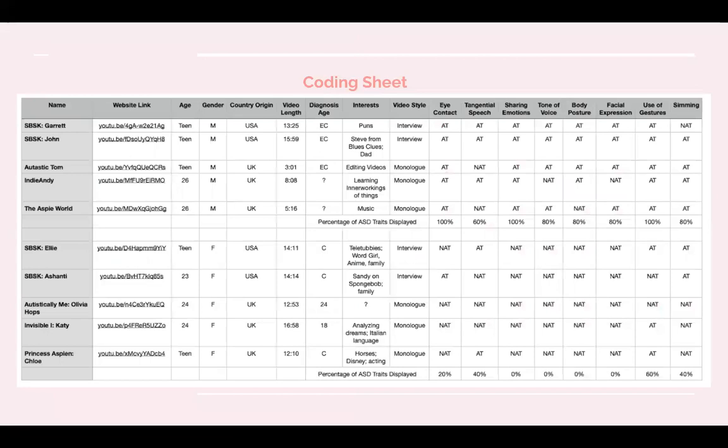Now, using the coding category, those who displayed ASD traits were coded as AT, while those who did not display ASD traits were coded as NAT. As you can see in the table, I also gathered other information that I thought might help to substantiate my claims, such as the participant's age of diagnosis, video length, and interests.